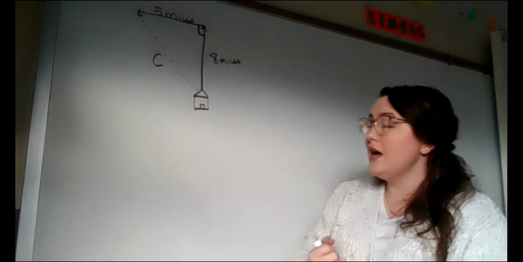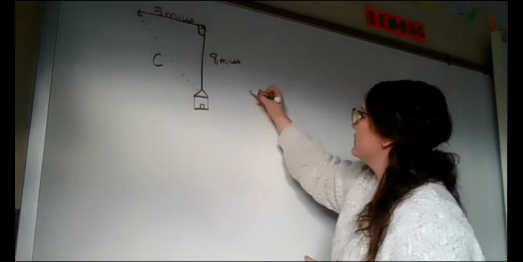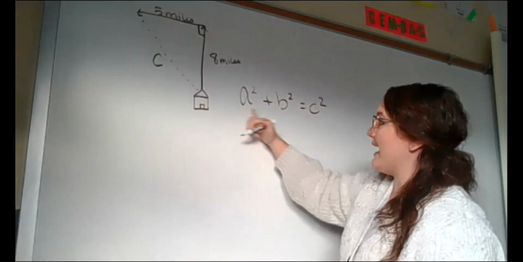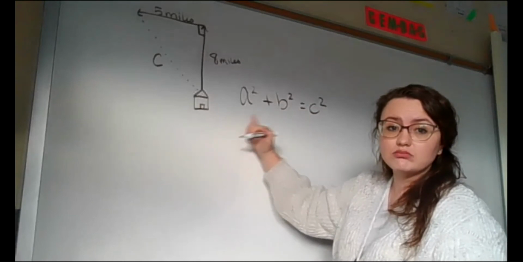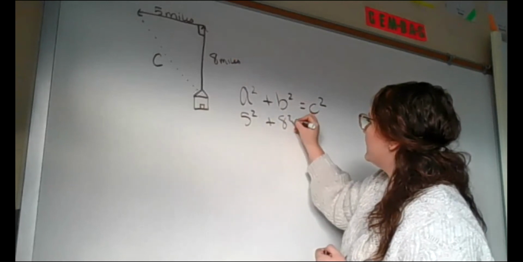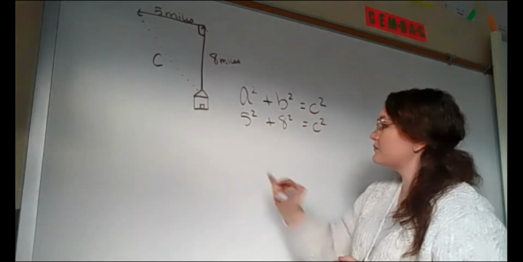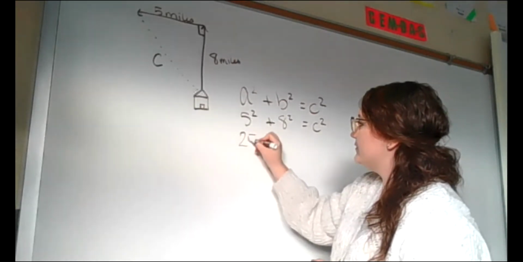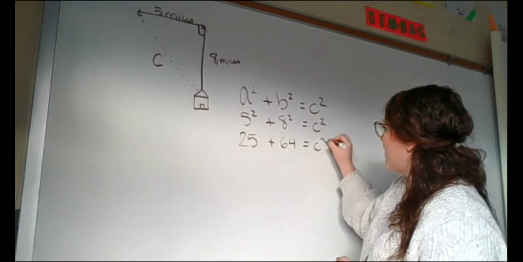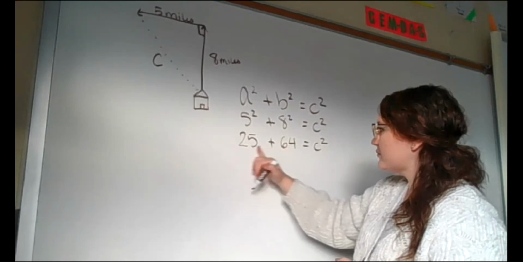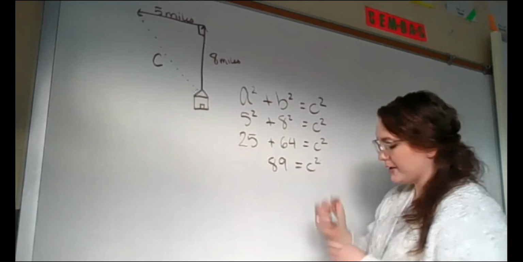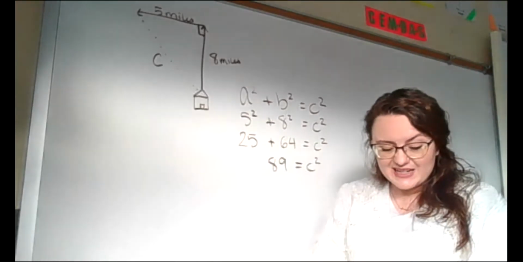So let's plug this into our Pythagorean theorem formula and solve this. So a squared plus b squared equals c squared. So a and b, remember it doesn't matter which one's which, okay? They're both legs. So I'm going to do 5 squared plus 8 squared equals c squared. 5 squared is 25. 8 squared is 64. I'm going to add these together, and I get 89 equals c squared.